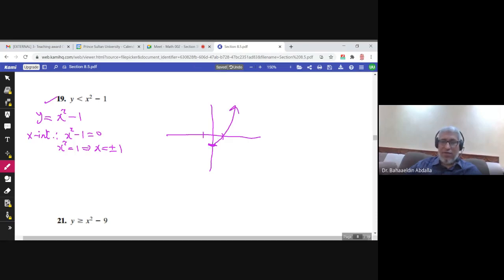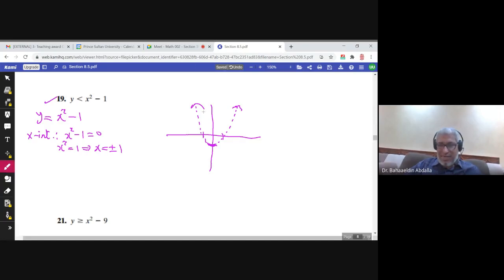So this is the graph of this parabola. Is it included in the solution? No, there is no equality, so it's a dashed line. So you sketch the graph of the parabola, but as a dashed line. So now where is the graph of this inequality?